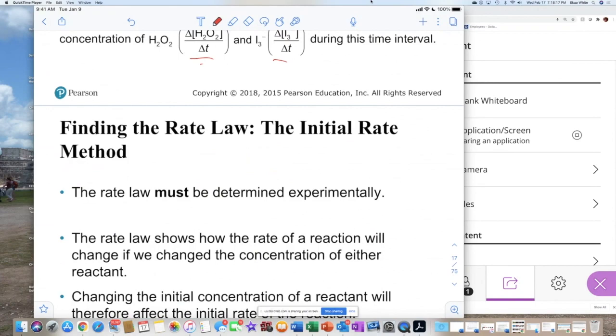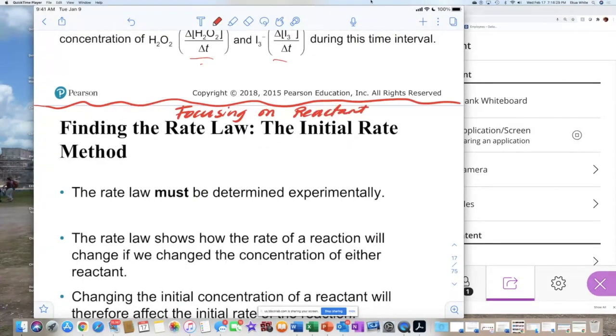Okay. So, by the way, I forgot to mention this. From here on, we are now focusing on reactants only. We are focusing on reactants only from here on, okay?